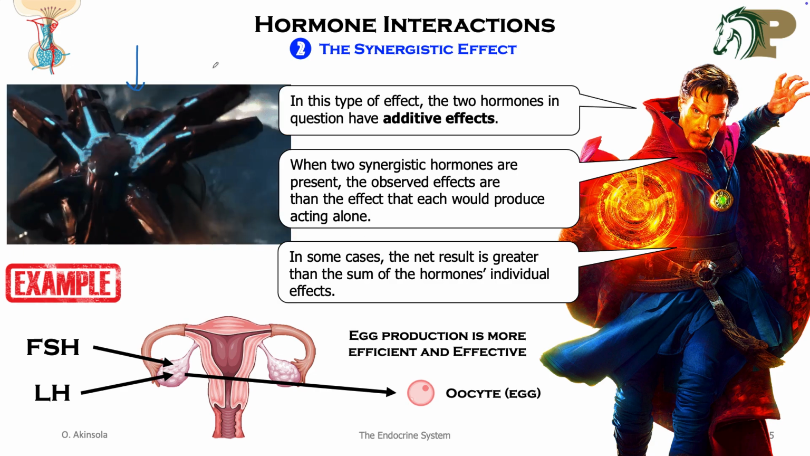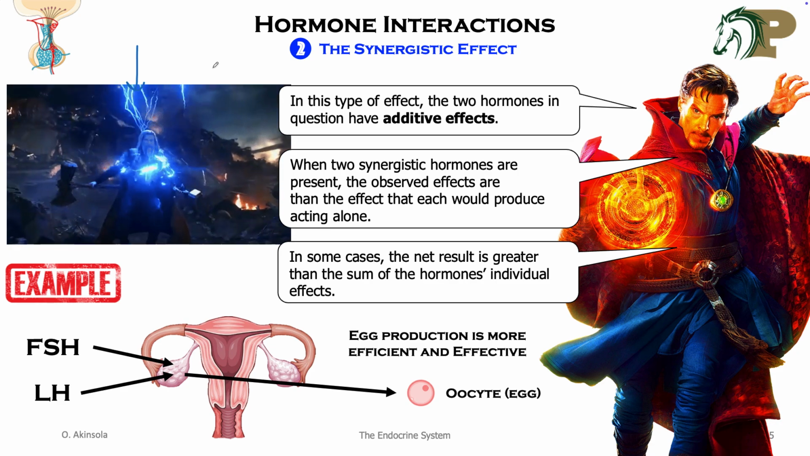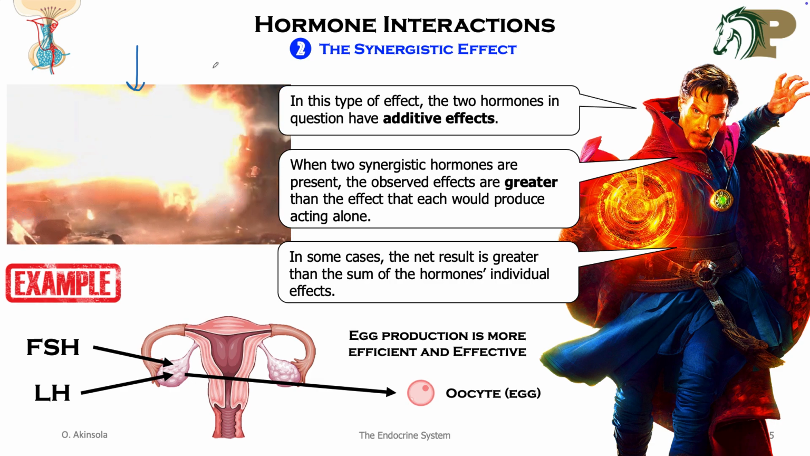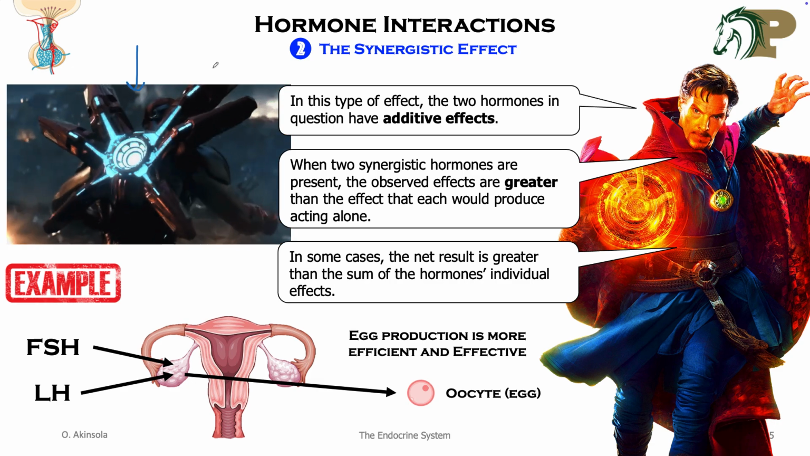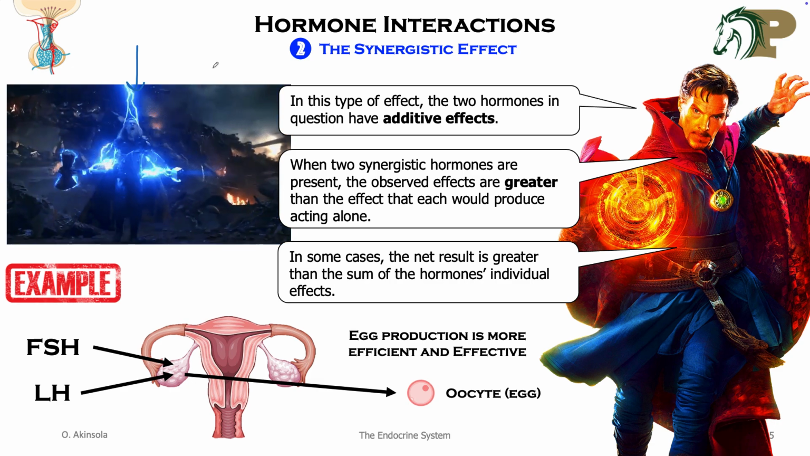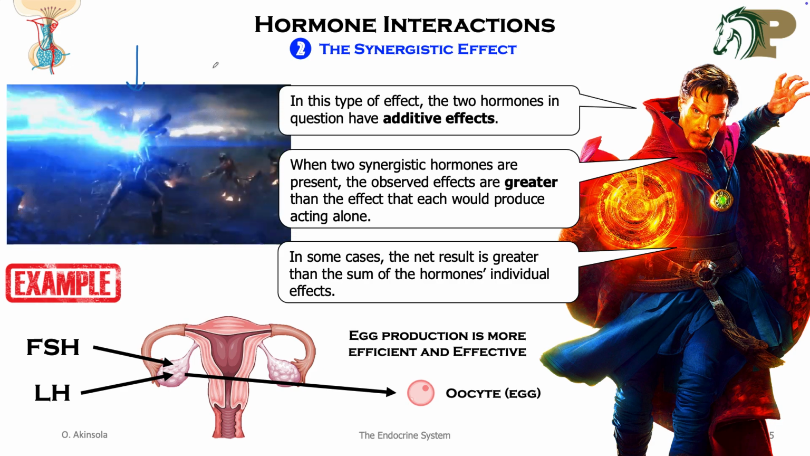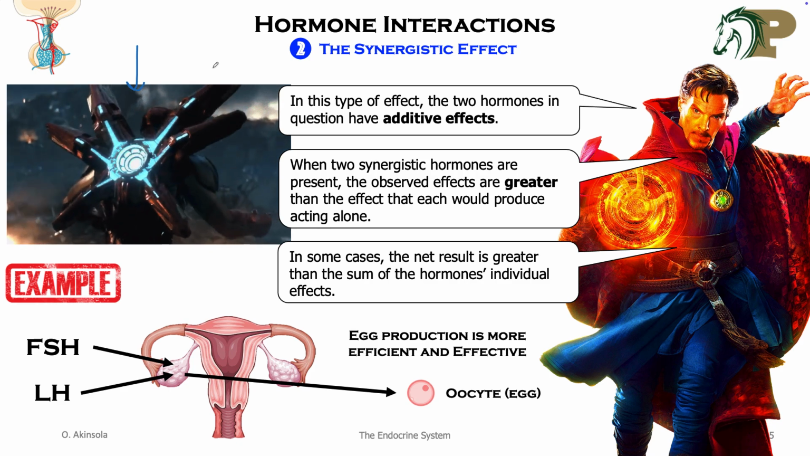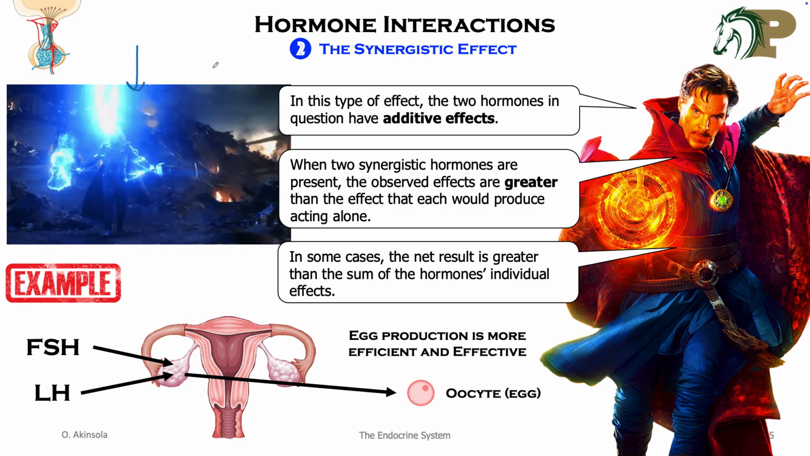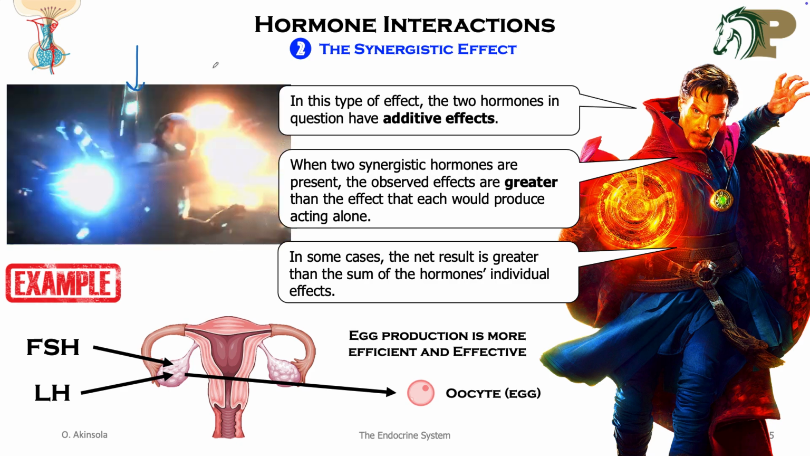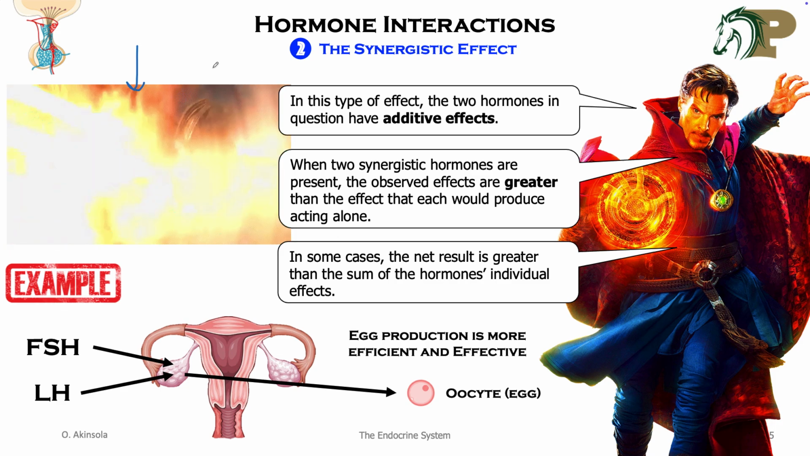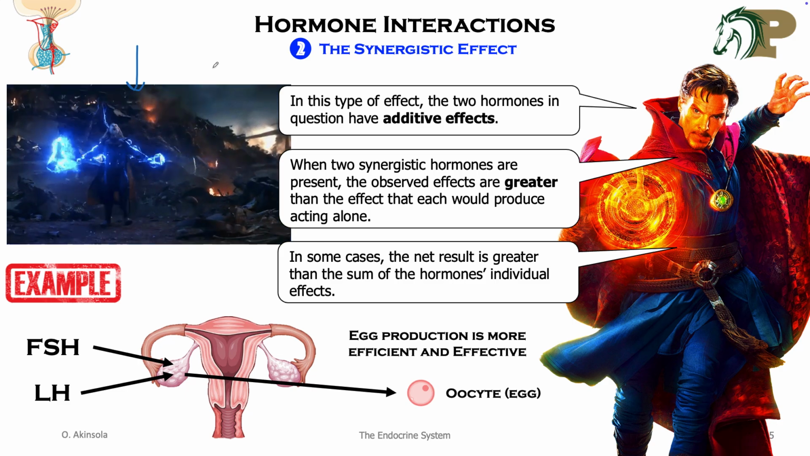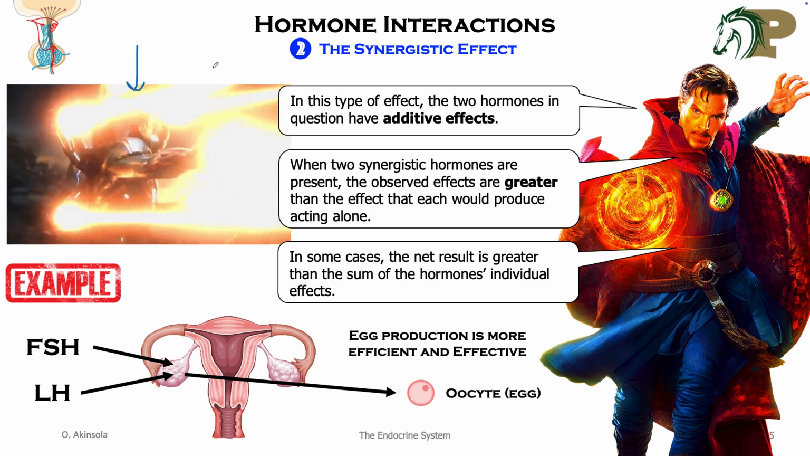When two synergistic hormones are present, the observed effects are greater than the effect that each would produce acting alone. If Iron Man were to attack Thanos, that would be one thing. If Thor were to attack him by himself, that'd be another thing. But them acting with their combined power and strength produced a kind of supercharged attack. In some cases, the net result is greater than the sum of the hormones' individual effects.